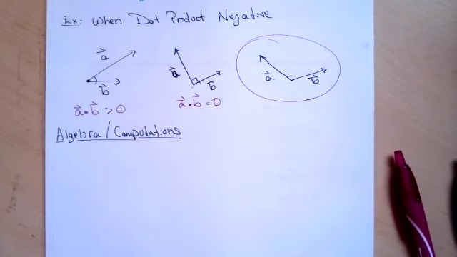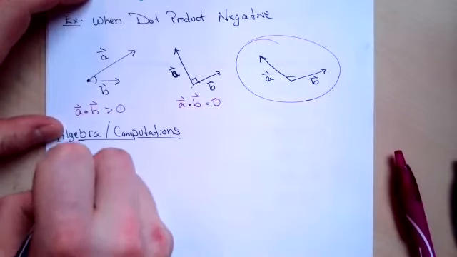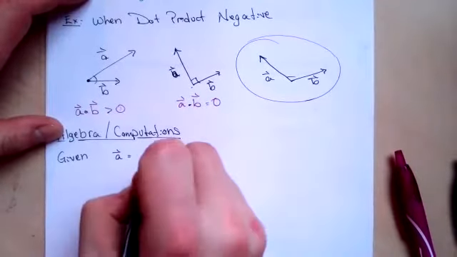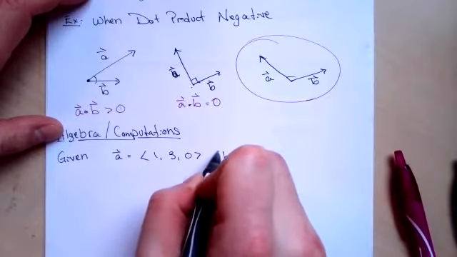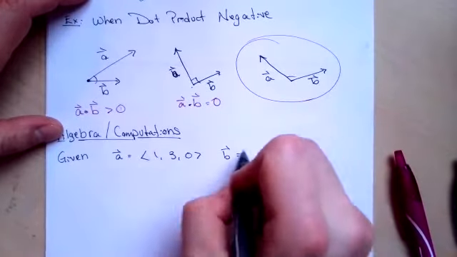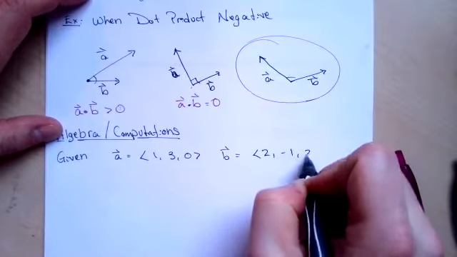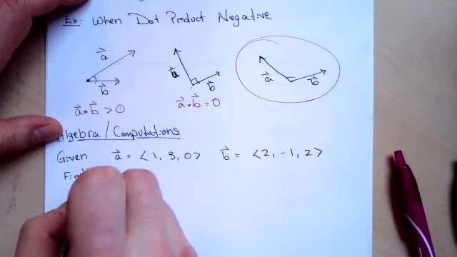Namely, now when we have any two vectors, we can actually compute the angle between two vectors. So if we are given vector A as (1, 3, 0) and vector B as (2, -1, 2), we want to find the angle between them.